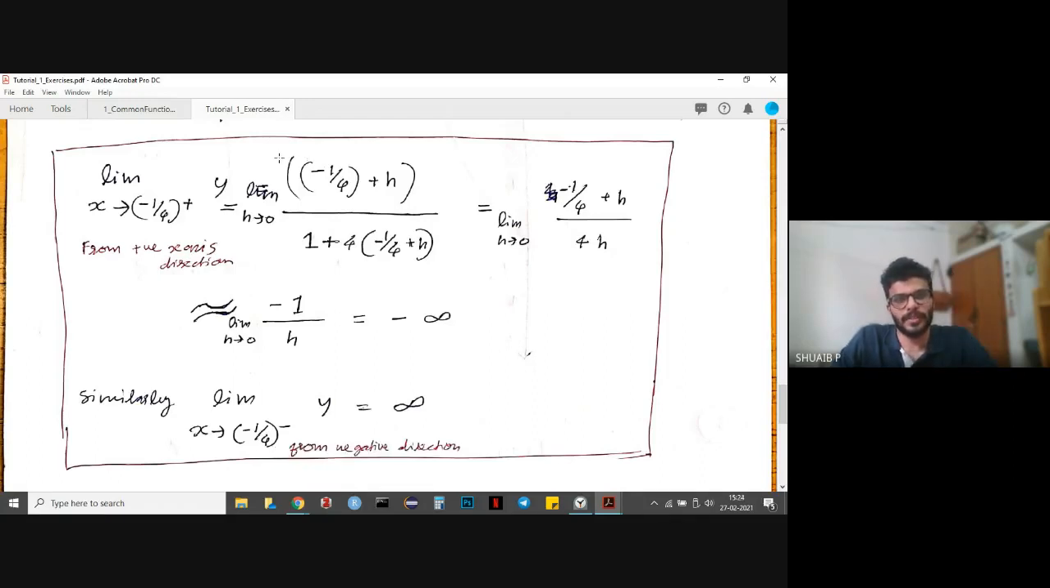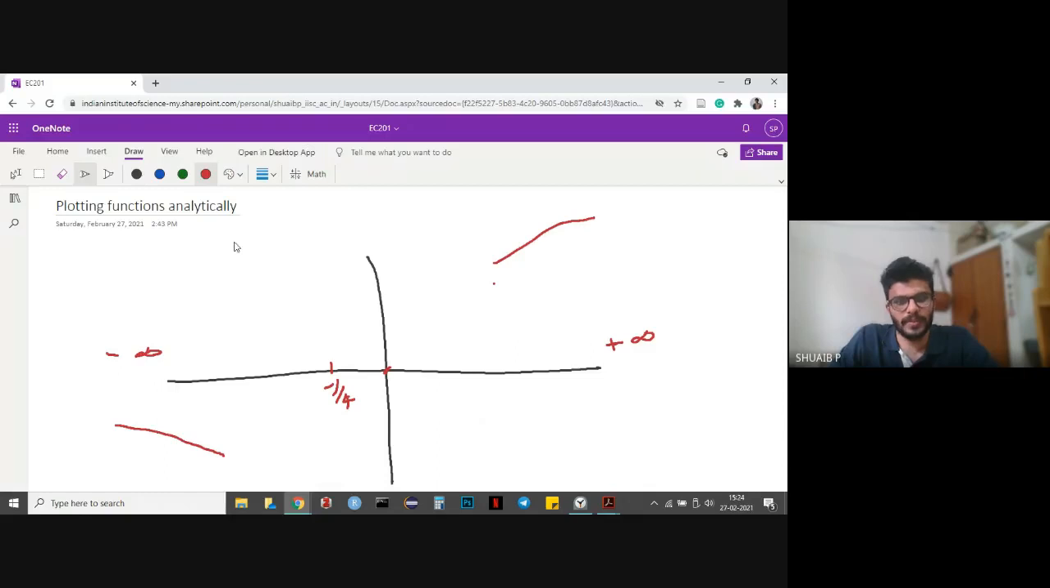So the function tending to minus 1 by 4 from the positive direction implies minus 1 by 4 plus some positive number, when this positive number is tending to 0. So what it implies is that we are approaching from this direction.